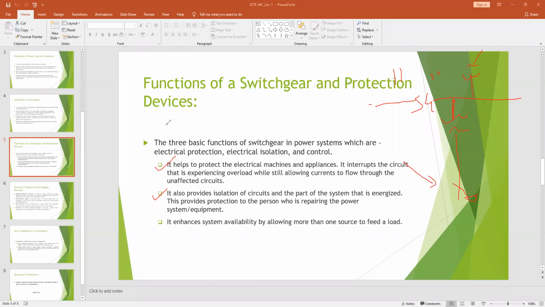No, sir. Okay, let's look at the third point, which is called control. It enhances the system's ability by allowing more than one source to feed a load. Yes, obviously.